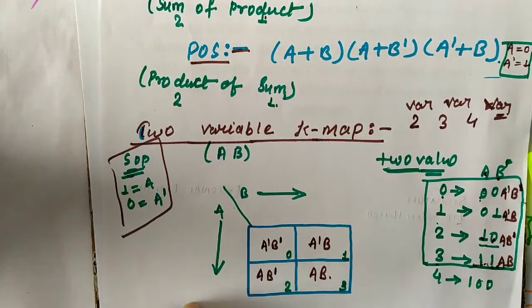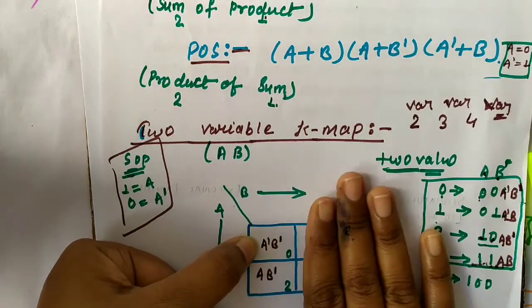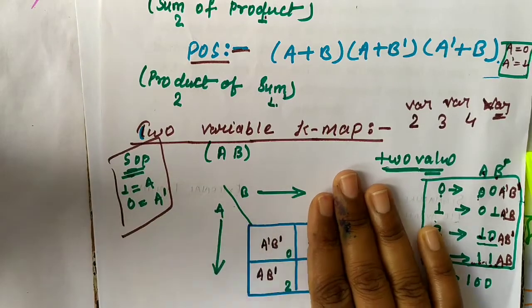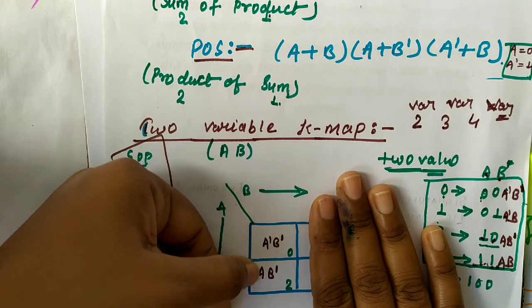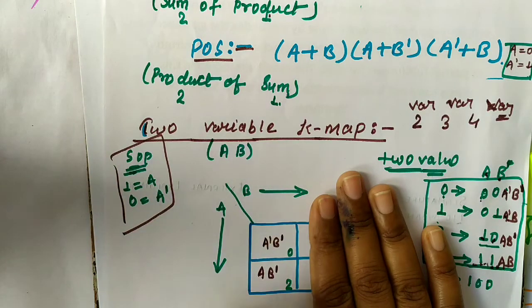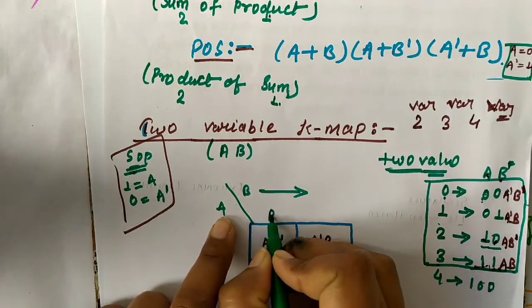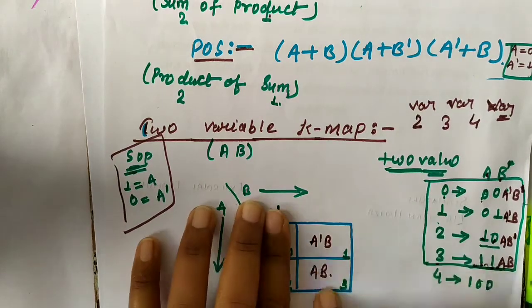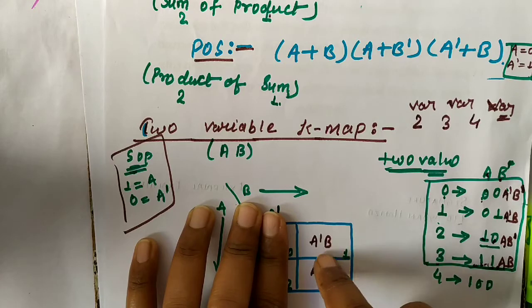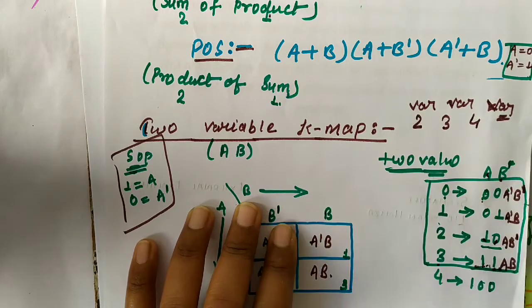In this column, which value is the same? There are two values, A dash B dash and A B dash. In both, B dash is the same, so here we write B dash. Next, in this column, which value is the same? There is B in both, so we have to write only B.